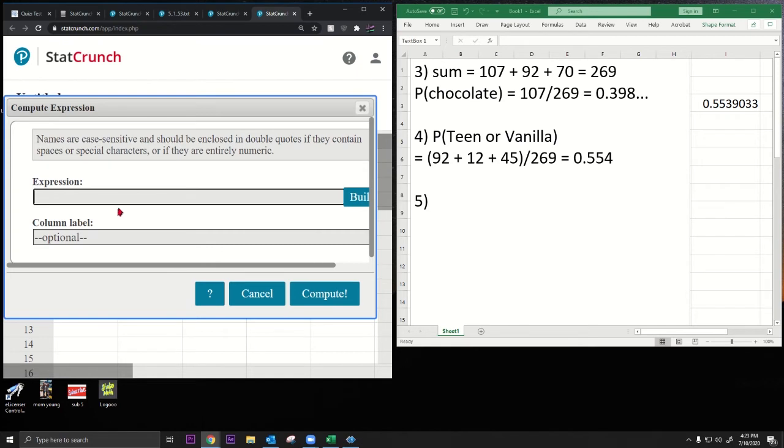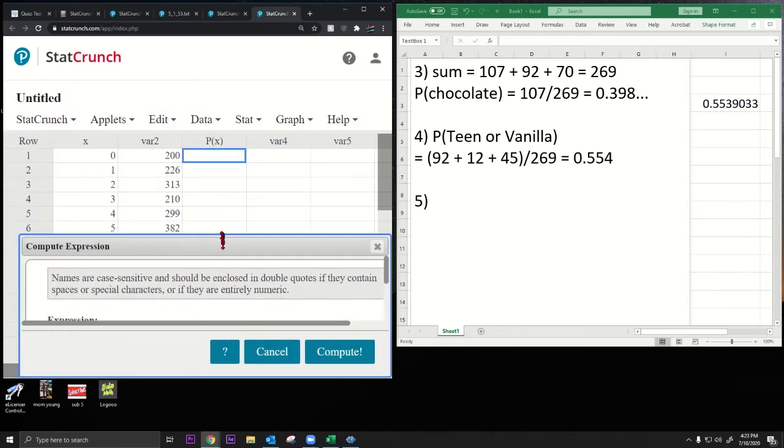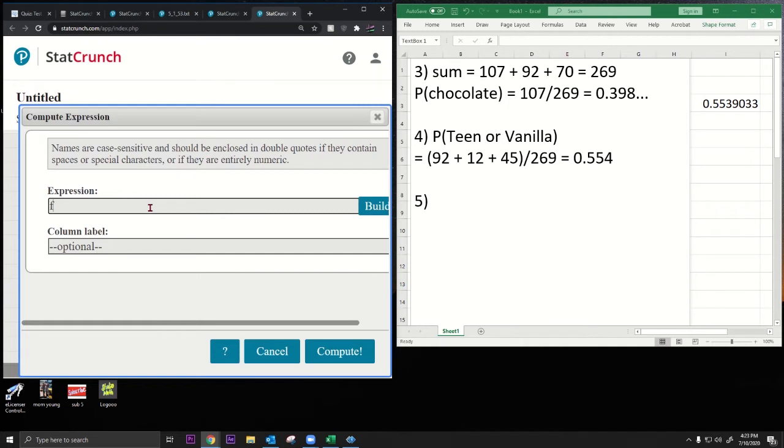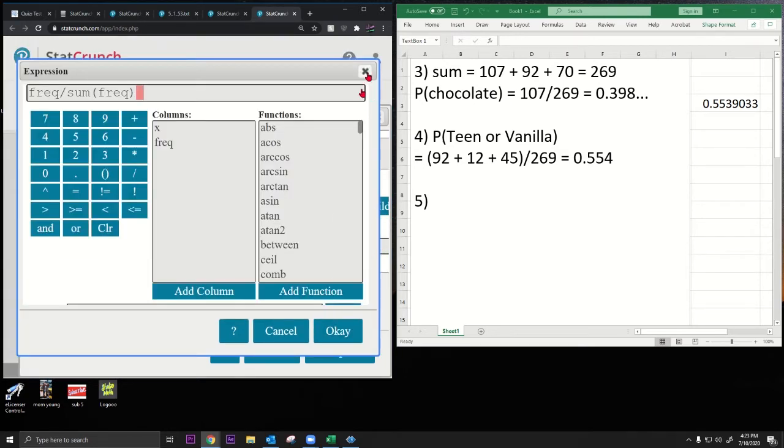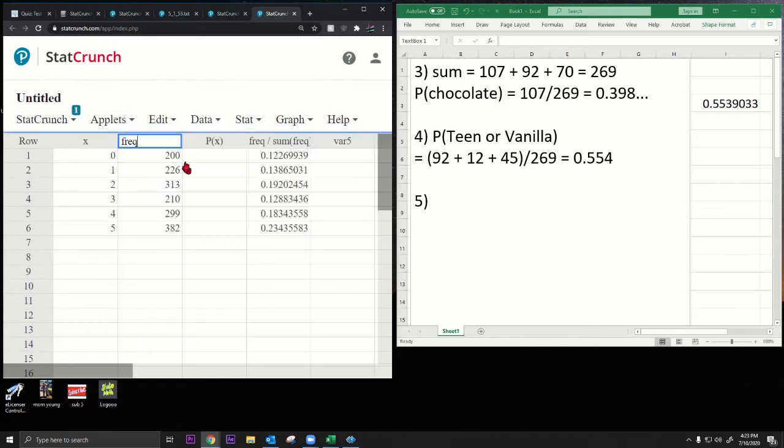I'm going to take a row. What's my row? X, right? Oh, actually, let's call this frequency. So then I want to do this. I'm just going to say frequency divided by sum of frequency. See that? I'm just going to divide each frequency by the sum of the frequencies. See that? Do I have to press build first? Or no? Okay, press compute. Close this and boom, voila.